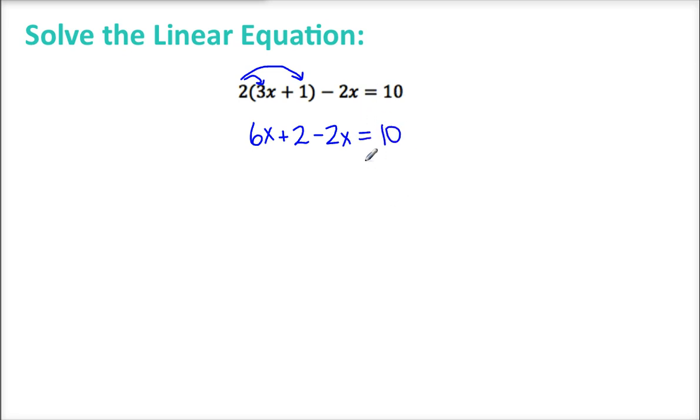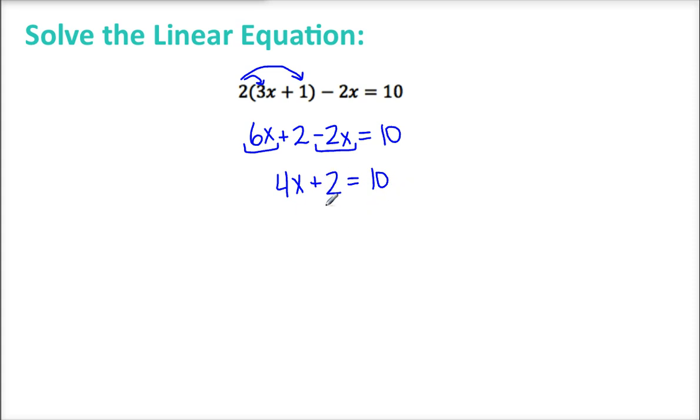Okay, is there any more simplifying I can do? It looks like there is. I have 6 x's and I have negative 2 x's. I can combine those. I have 6 x's minus 2 x's, which leaves me with 4 x's. I simply did 6 minus 2 and got 4. Okay, so 4x plus 2 equals 10. This is a simple equation that I can solve now.